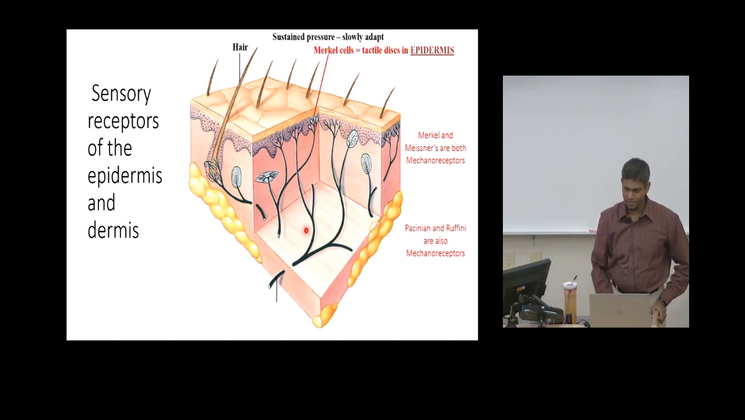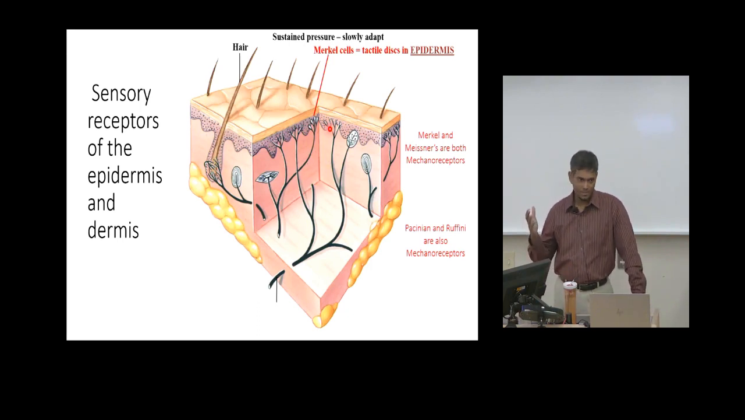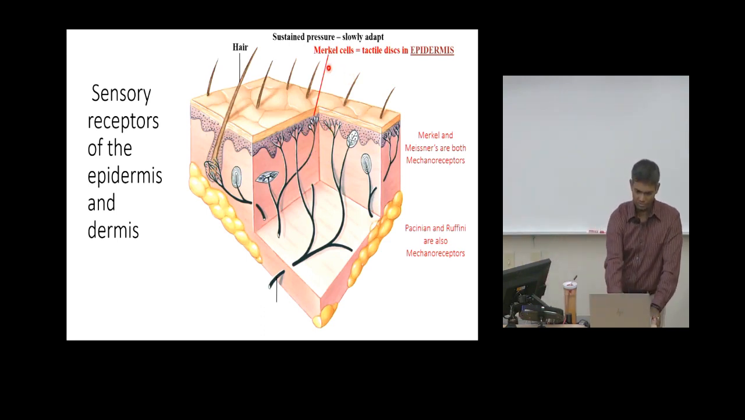So the first type of sensory receptor is the Merkel cells, and notice that this is the only sensory receptor which will be found in the epidermis. The other sensory receptors will mainly be in the dermis. And the function of these Merkel cells is to detect sustained pressure or touching, because these receptors adapt slowly to the stimulus, and so it takes a while for them to detect the touch.